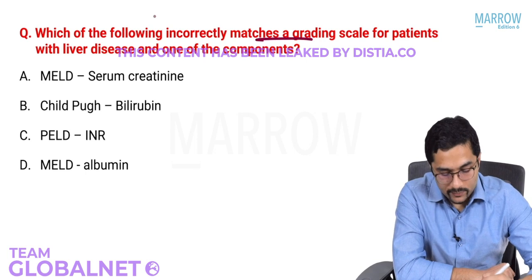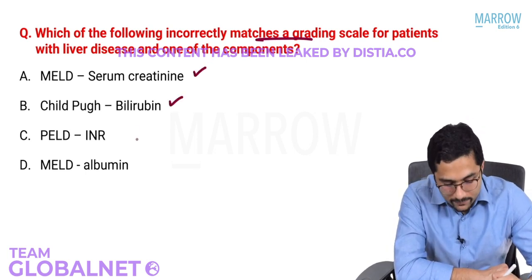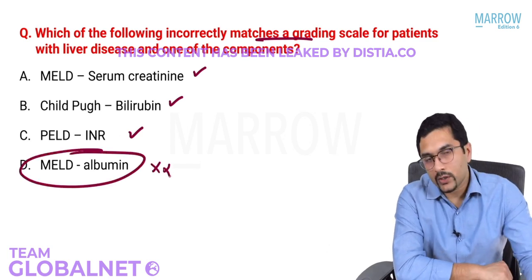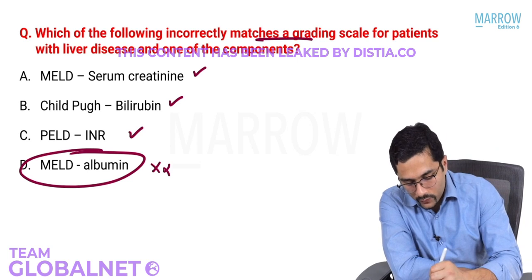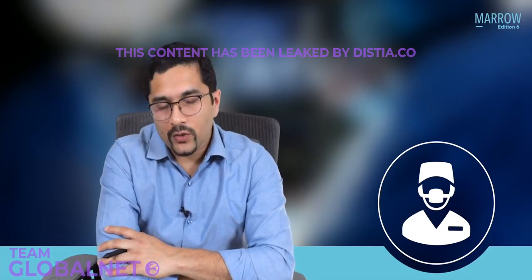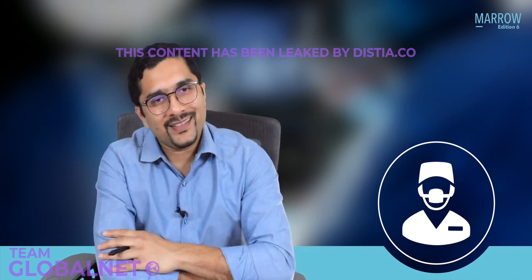So MELD serum creatinine, it is included. In Child-Pugh bilirubin is included. In PELD INR is included. In MELD albumin is not a component. So albumin is not a component of model for end-stage liver disease score. So that brings us to the end of this module on benign liver disorders. The benign tumors I'm going to cover in the next module.